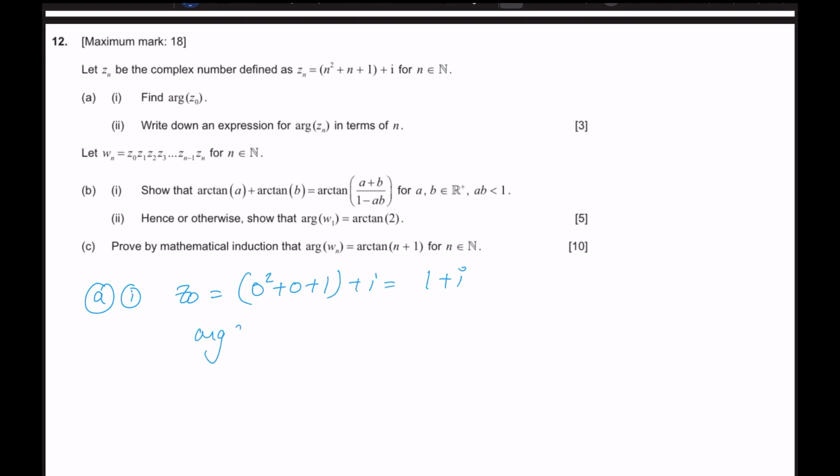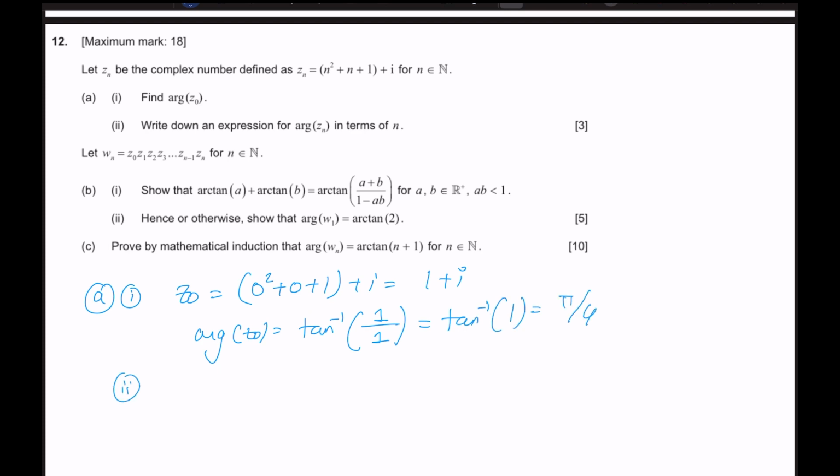So for the argument of Z0, as you know, both the imaginary part and the real part are greater than 0. So this complex number lies in the first quadrant. For the first quadrant, your argument would be tan inverse of the coefficient of the imaginary part divided by the coefficient of the real part. So it's tan inverse 1, which is pi by 4.